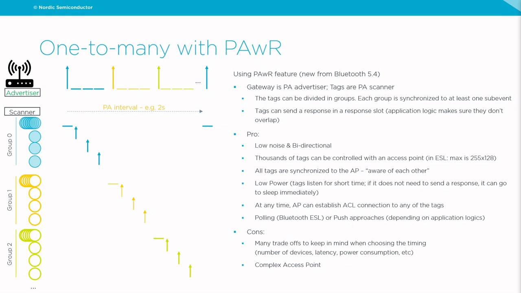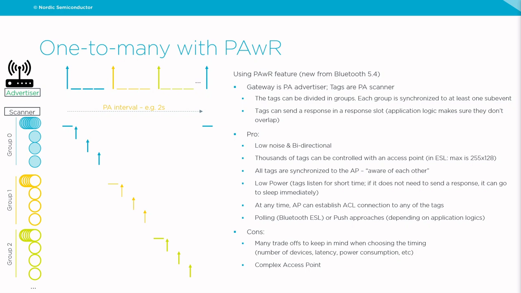The new feature from Bluetooth 5.4 addresses quite well the one-to-many use case discussed earlier. In this architecture, the gateway is the periodic advertiser, and the tags are the PA scanners. Different tags can be assigned to different groups. Each group is synchronized and listening to one sub-event. Tags can send responses back in response slots.